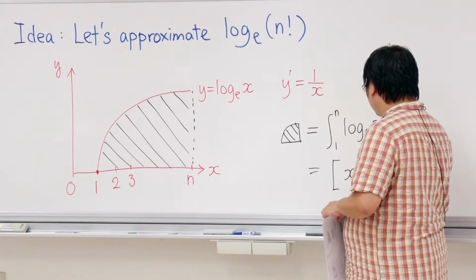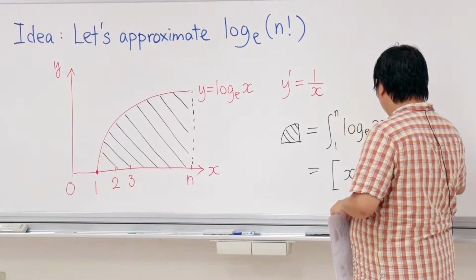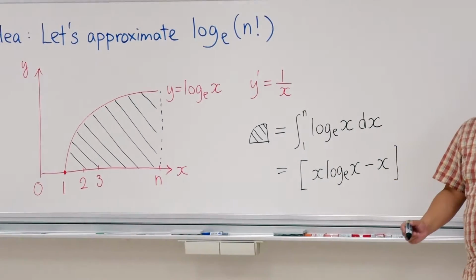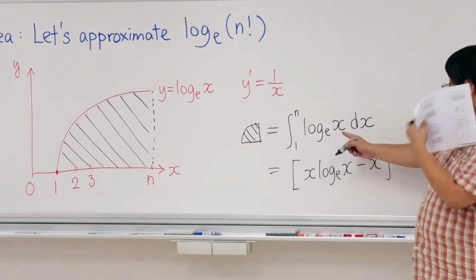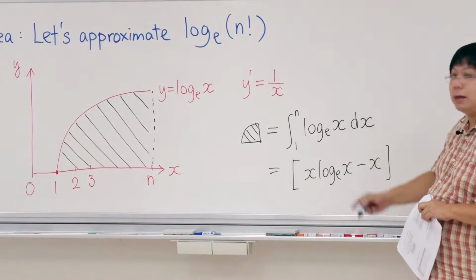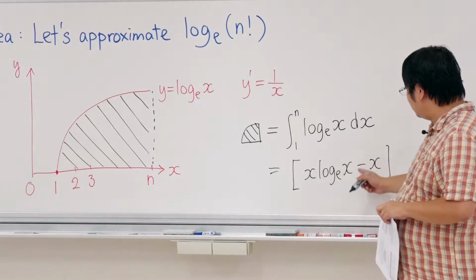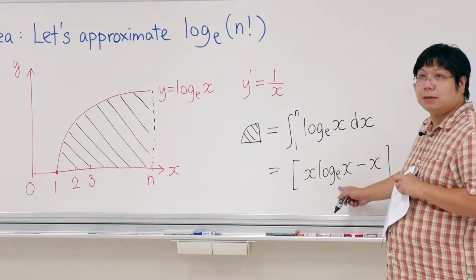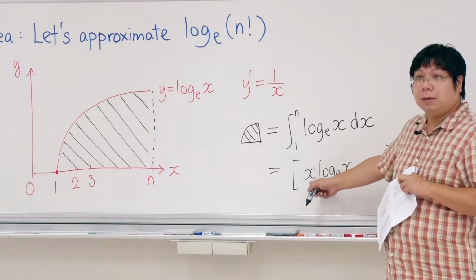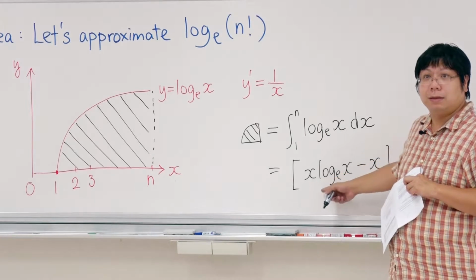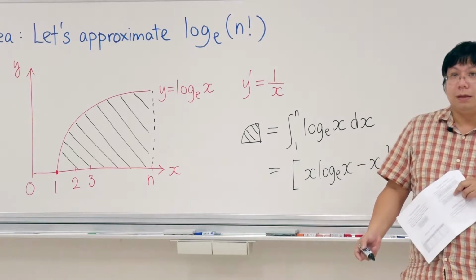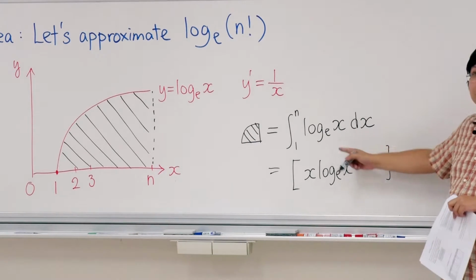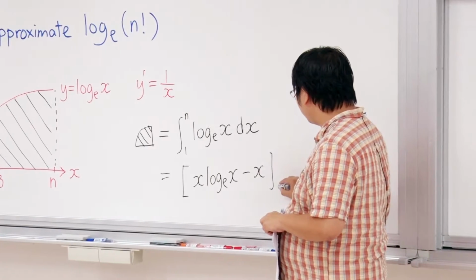We get x log x minus x. Let's double check. Let's see if we differentiate this one, we get log x. If we differentiate this, we get x times 1 over x plus log x times 1, so it is 1 plus log x. And if we differentiate the minus x, it is minus 1. So you get 1 plus log x minus 1, cancel out, you get log x. Is that okay? And this is from 1 up to n.